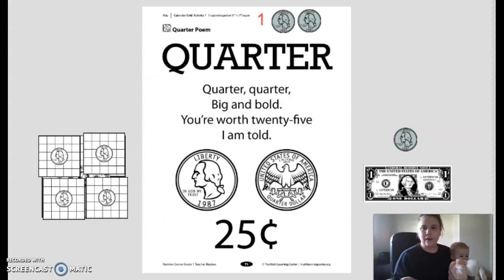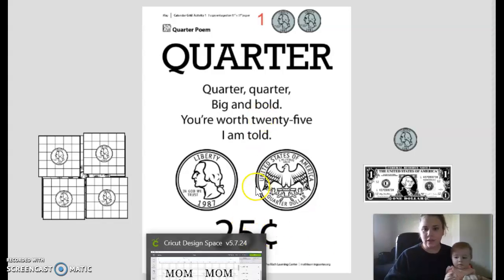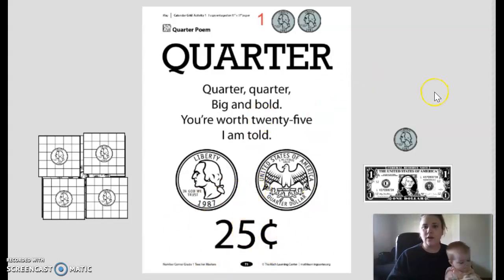Remember, we are still doing our quarters. We've collected 2 quarters so far. Like I said, we have 2 quarters so far, which equals 50 cents, because a quarter equals 25. So let's do our quarter poem. Quarter, quarter, quarter, big and bold. You're worth 25, I am told. And just like we know right here, there are 4 quarters in a dollar.